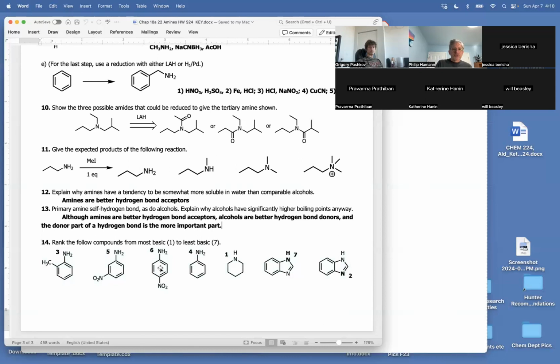So 1, 2, 3, 4 being the aniline itself. 5 is a nitro group. It's pulling electron density out of the nitrogen, and that makes it less basic. Still basic, it just reduces it. But it's purely an inductive effect because it's meta. 6 is para-nitro. That is a strong resonance between the lone pair of nitrogen and the nitro group. That is not a very basic amine at all. The only one that's less basic is 7, which is not basic. So does that help at all?